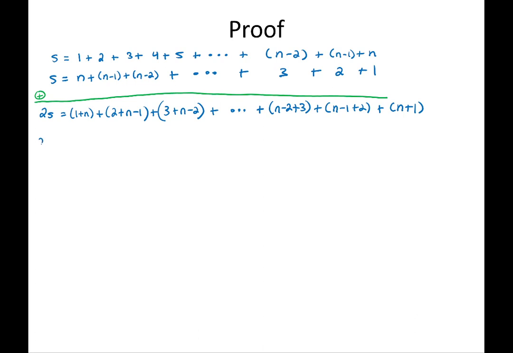I'm going to simplify. 1 plus n is the same as n plus 1. 2 plus n minus 1 is the same as n plus 1. 3 plus n minus 2 is the same as n plus 1. Wait a second, these are all n plus 1s. And how many of these do we have?